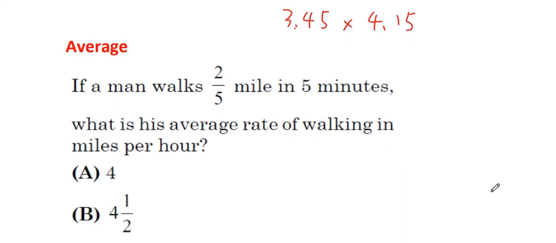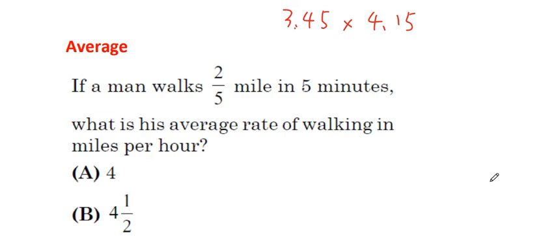Okay. So here's average again. So average, we have two kinds of average. One is to add up all those numbers, then divide by the total number of numbers. For other averages, we can say like total miles you walked divided by time.